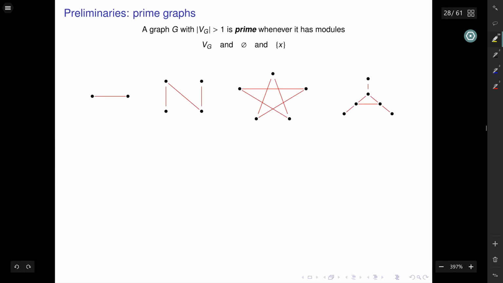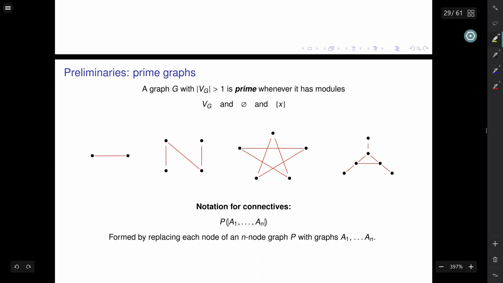Another concept we're going to require is the concept of a prime graph. A prime graph is essentially a graph which contains no non-trivial modules, so it can't be decomposed any further. And these four graphs in front of you are examples of prime graphs.